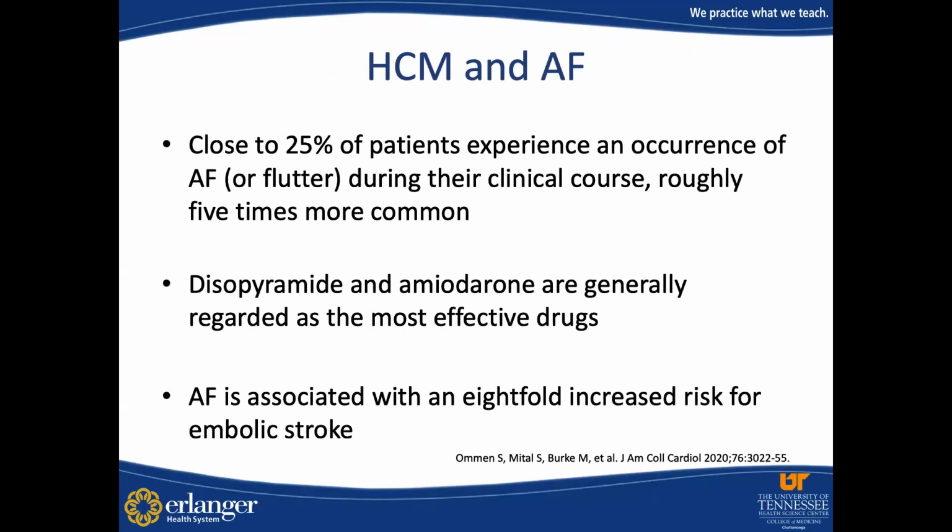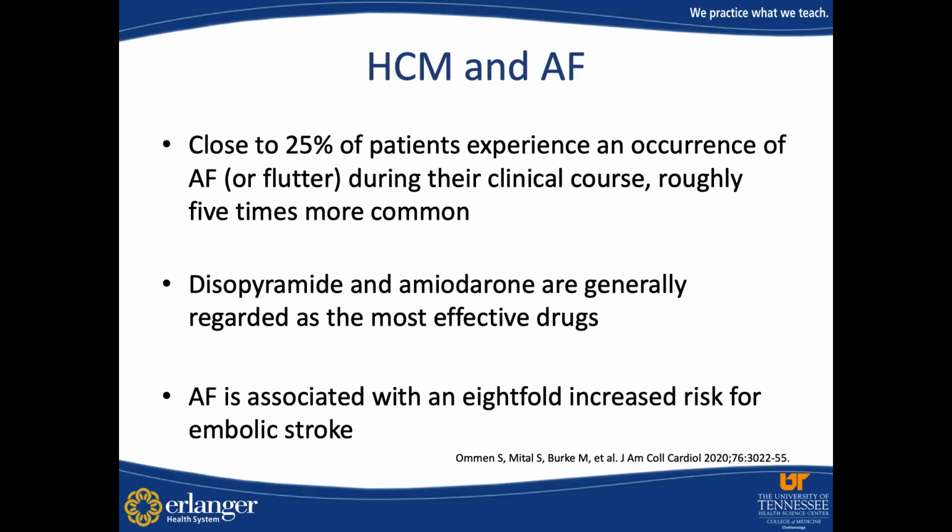All right, so AFib, we kind of touched on this. About 25% of patients will have an occurrence of AFib or aflutter, and they may not always realize it or feel it. That's much more common than in your typical heart failure patient, and we see heart failure patients all the time with AFib. So things to know: when you need to treat the AFib, we like disopyramide and amiodarone. That's kind of the most effective. AFib has a very, very high risk of stroke for these patients, an 8-fold increase, I think, is what's been studied.